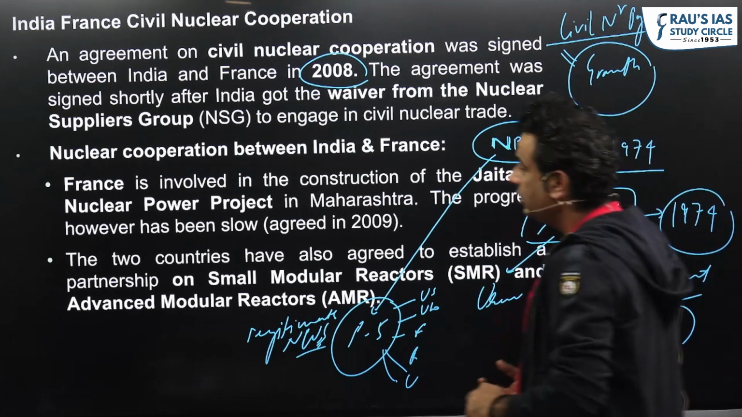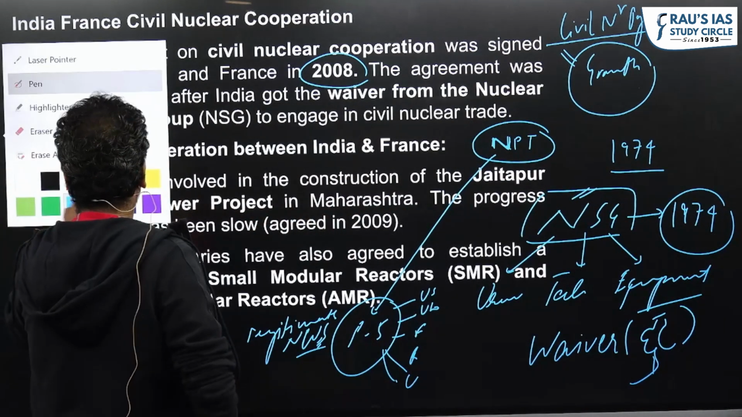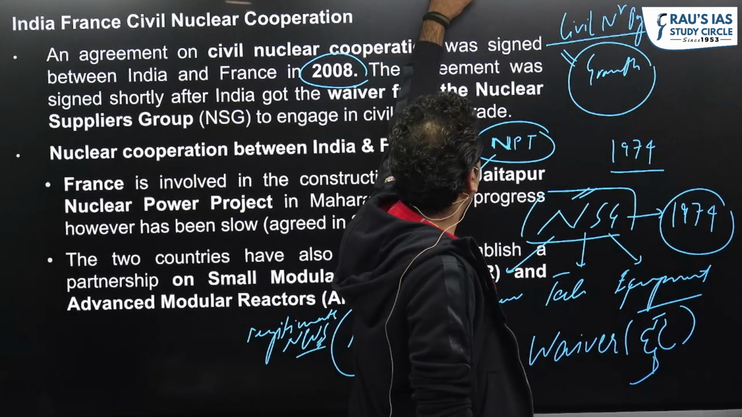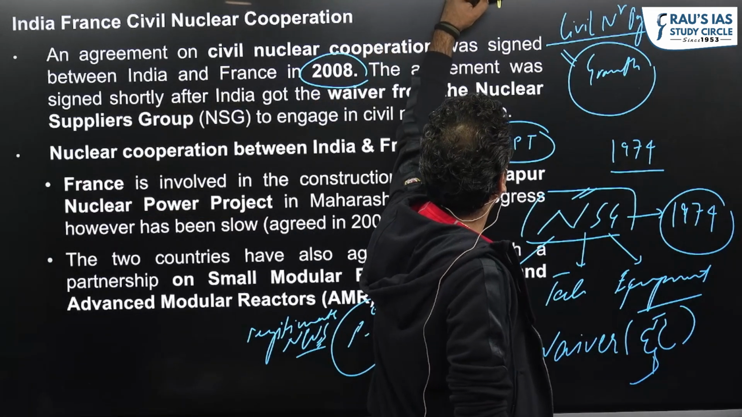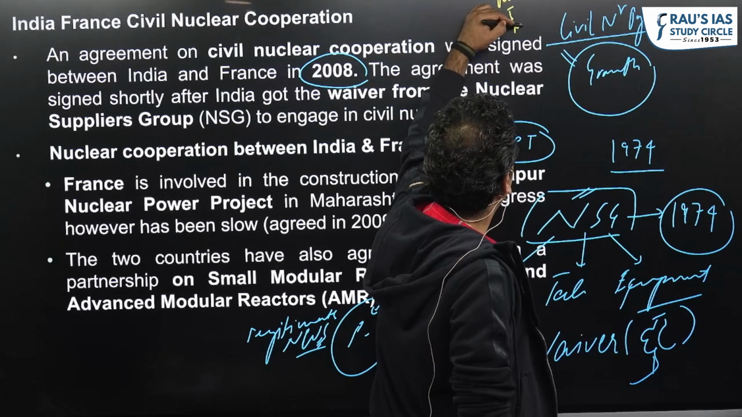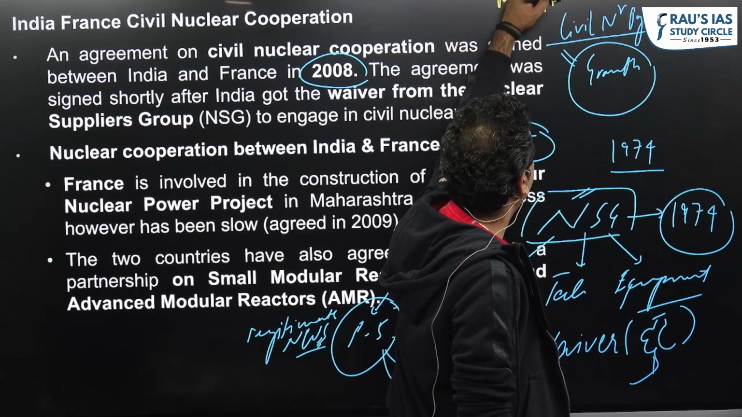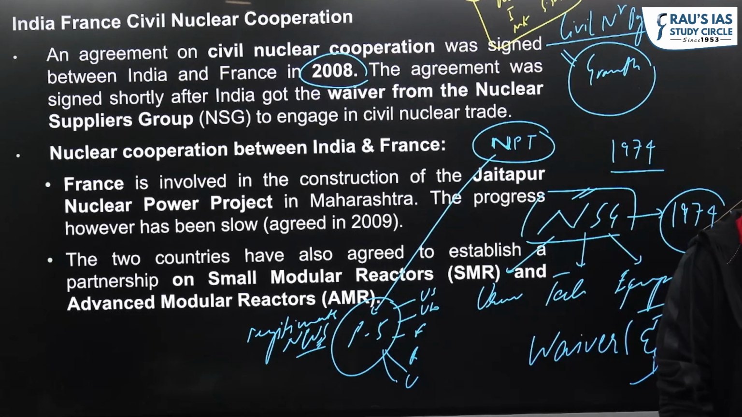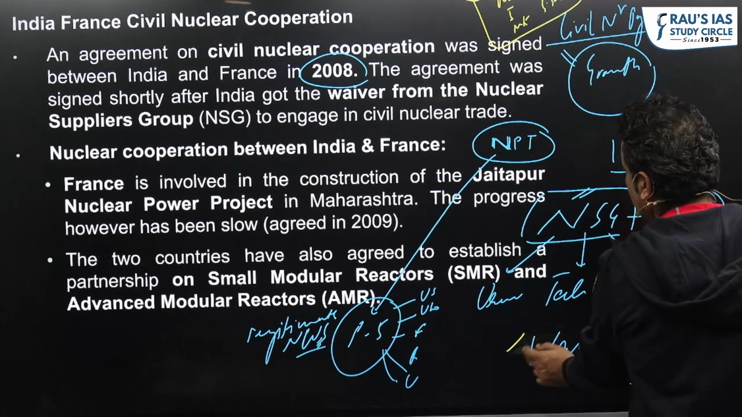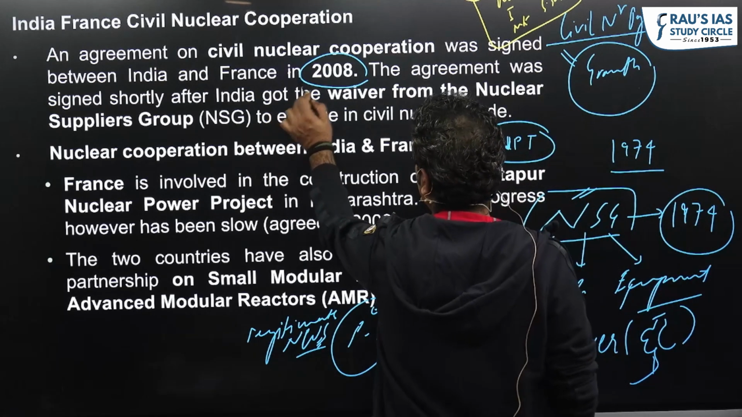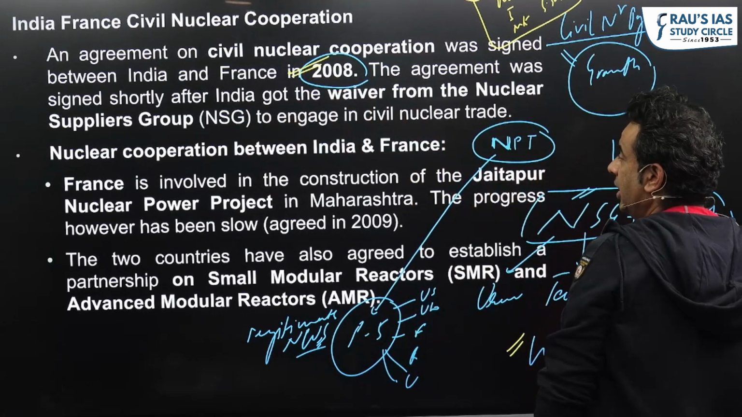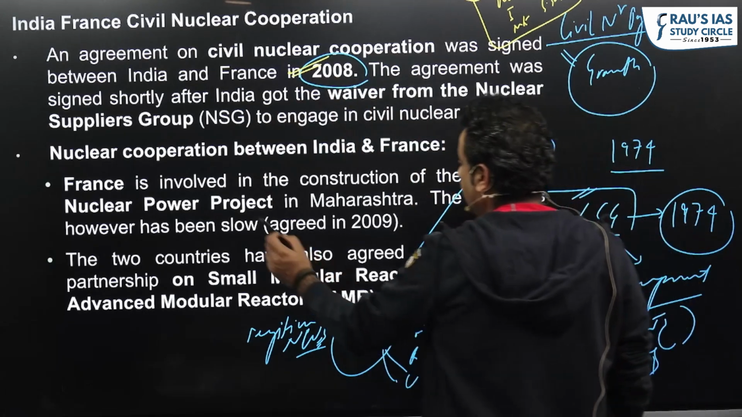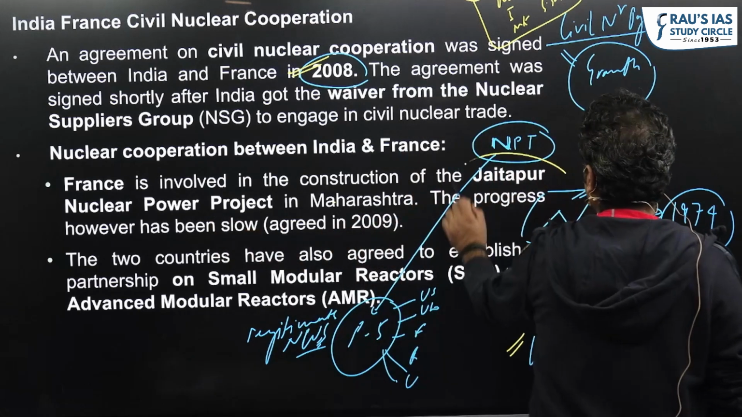Other than India, the countries that have not signed the NPT are Pakistan, Israel, North Korea and South Sudan. So these are the 5 countries that are not signatories to the NPT at present. Out of these 5, the only country that has got the waiver from the NSG despite not being a signatory to the NPT is India. And this waiver we got in 2008 is what led to the Indo-France nuclear deal, as we got the waiver and France agreed to build the Jaitapur nuclear power plant.